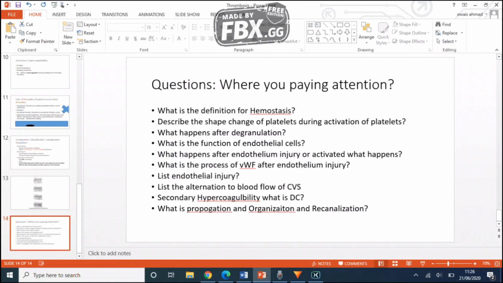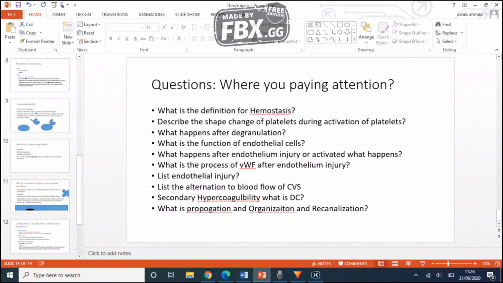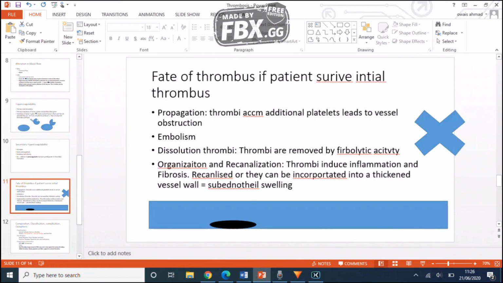Secondary hypercoagulability: what is DIC? Disseminated intravascular coagulopathy releases a procoagulant. And what are organization and recanalization? That is going to be the fate of the thrombus, which are four, and that can lead to incorporation into the vessel wall and subendothelial swelling. So guys, thank you very much for watching, and I hope you found this useful.